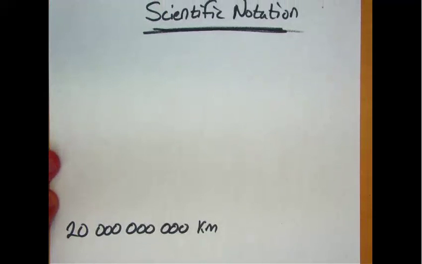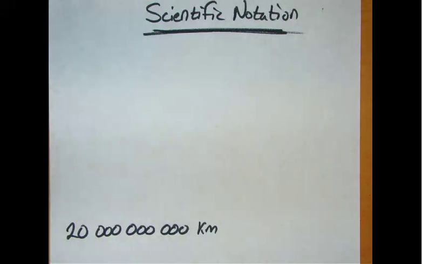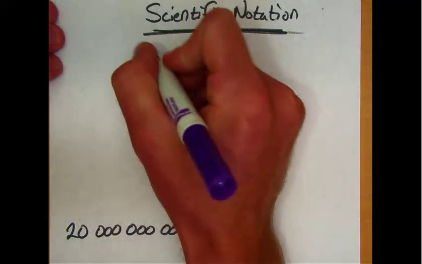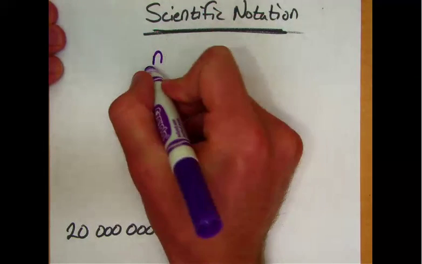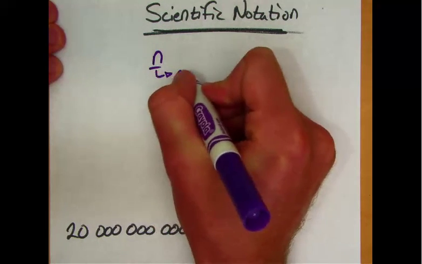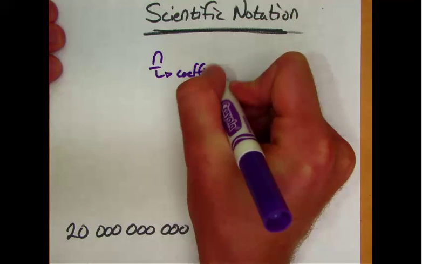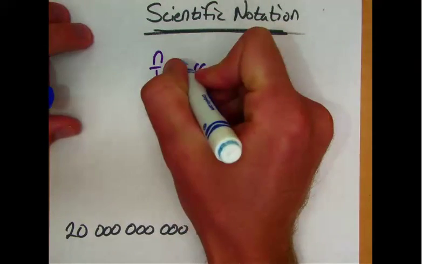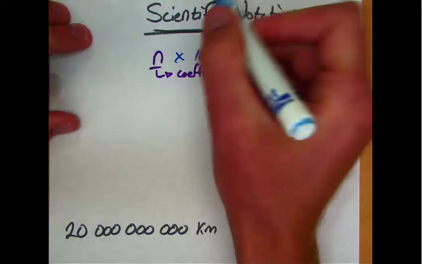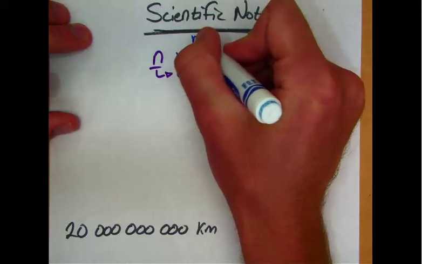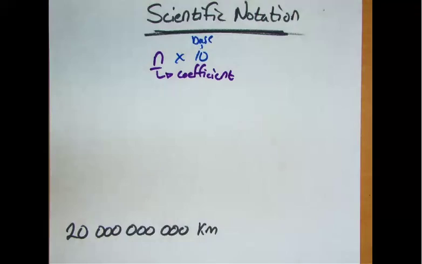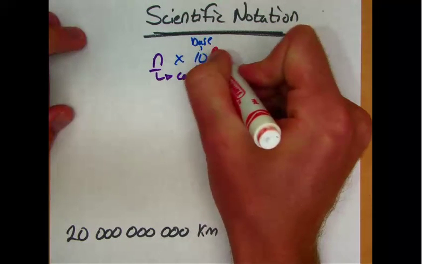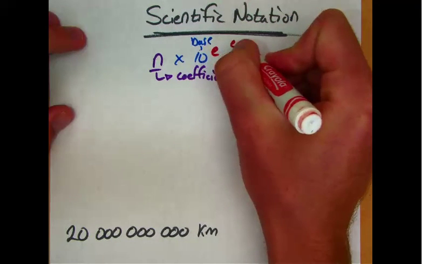So scientific notation has three main parts. First part is our coefficient, which I'm going to name n. This is our coefficient. Second part is our base, which is times 10. Our base is always 10. And then our exponent, which I'm going to call e to the e power. That's our exponent.